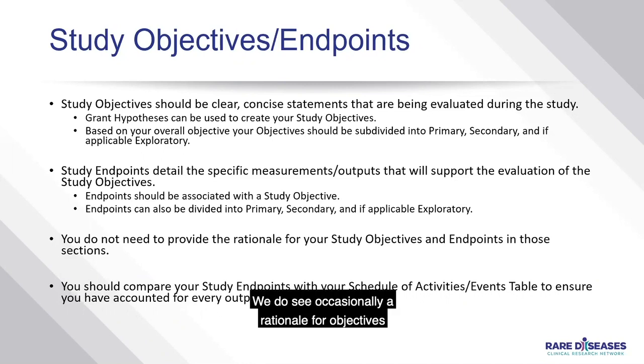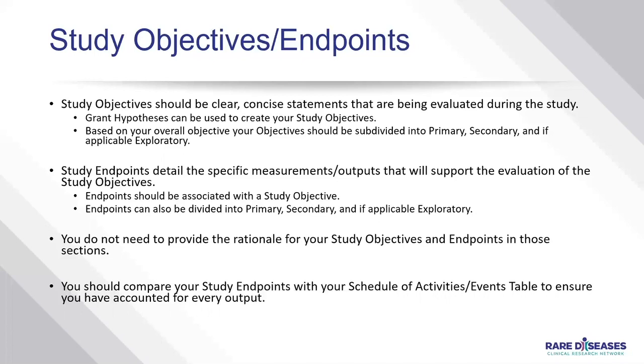We do see occasionally rationale for objectives and endpoints, but you don't need to provide that information. The rationale often can be covered based on the background information that you provide. It should be relatively clear why you're evaluating these objectives and these endpoints. So the specific rationale does not need to be provided in the study objective or the study endpoints sections.